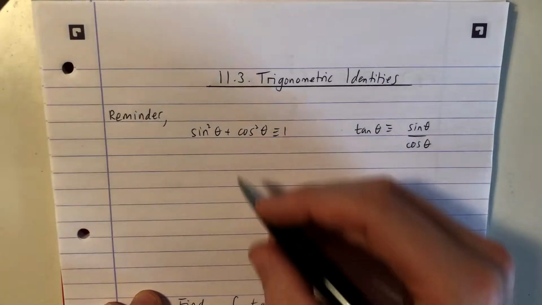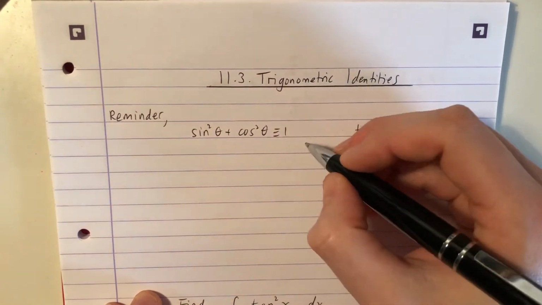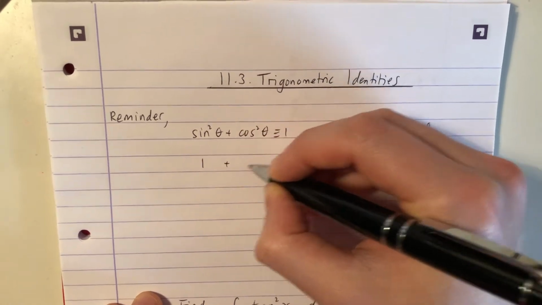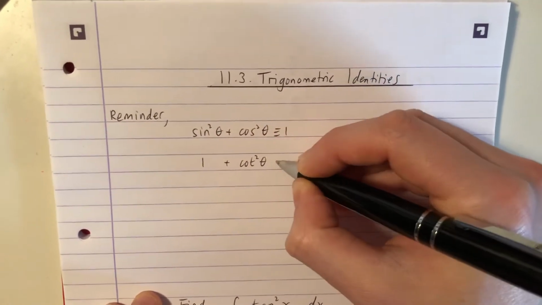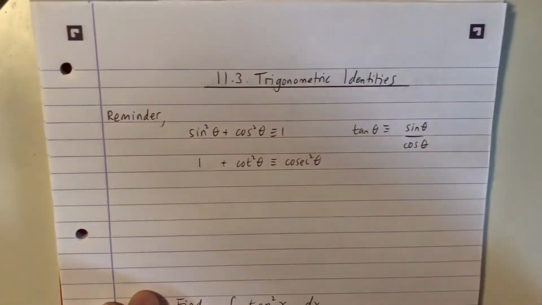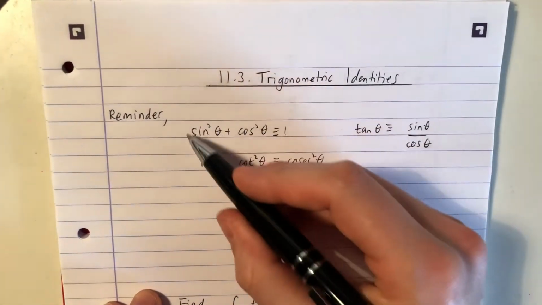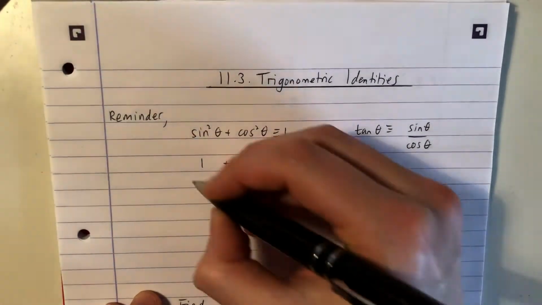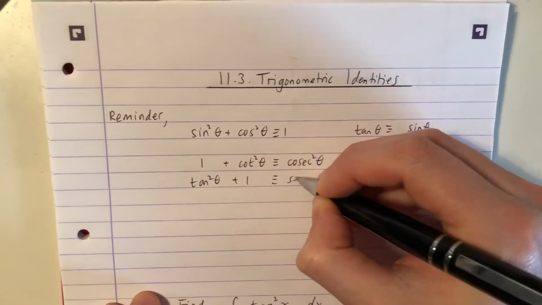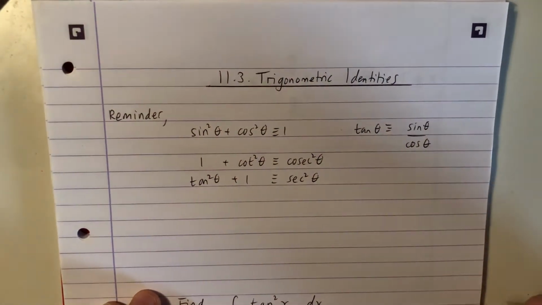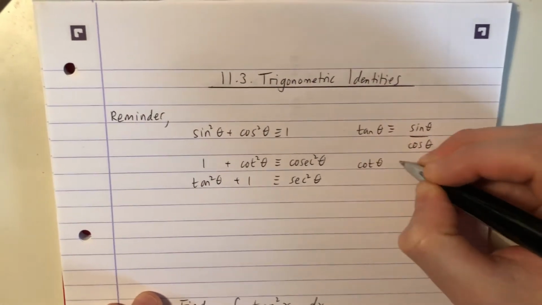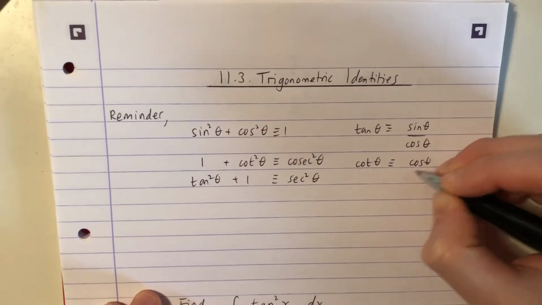If you divide everything by sine squared, you'd get 1 plus cot squared theta is identical to cosec squared theta. And if you instead divided that initial thing by cos squared, you'd get tan squared theta plus 1 is identical to sec squared theta. If you flip everything around, you'll get cot theta is identical to cos over sine.